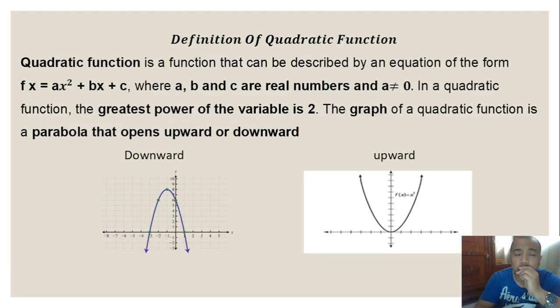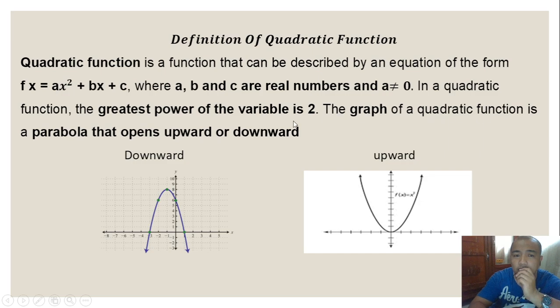Definition of quadratic function. A quadratic function is a function that can be described by an equation of the form f of x is equal to ax squared plus bx plus c, where a, b, and c are real numbers and a is not equal to 0. In a quadratic function, the greatest power of the variable is 2. So as you can see here in the equation of a quadratic function, the greatest power of the variable x is 2. So in other words, a quadratic function is called a second degree function.